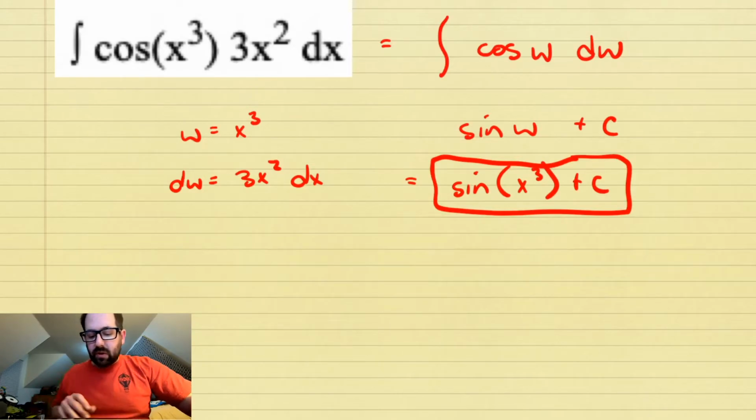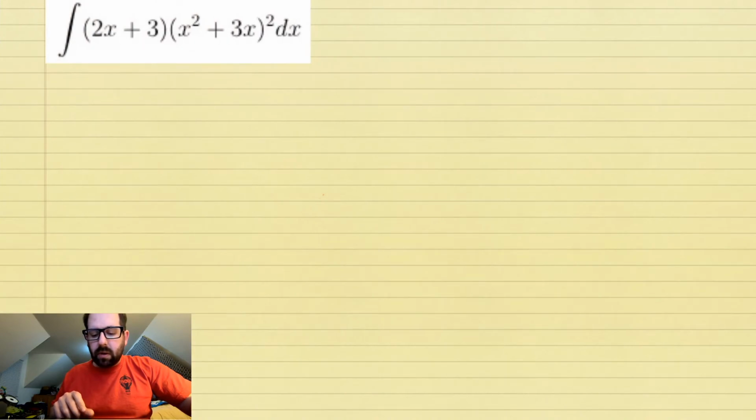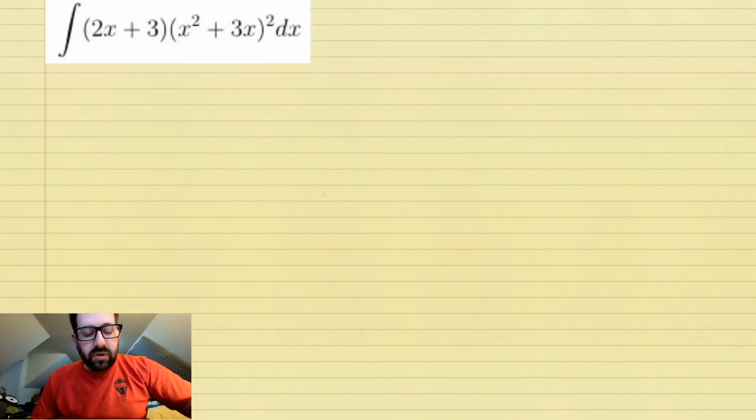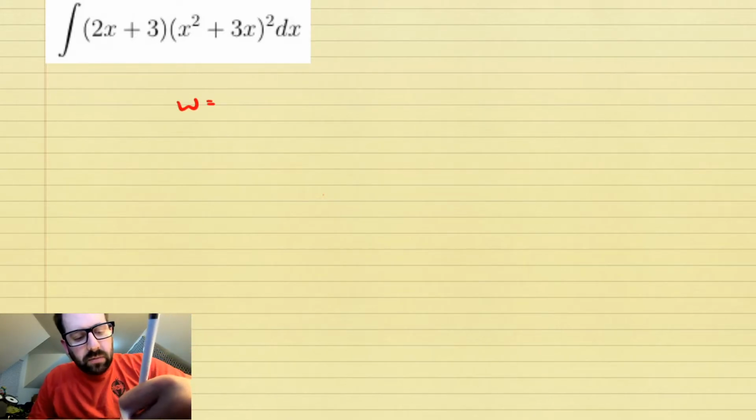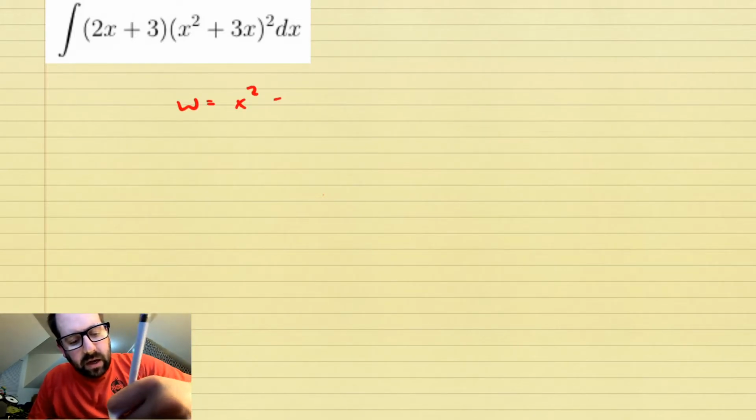Okay, so hopefully this is starting to make a little more sense. Let's keep moving on here. We've got a few more problems to go here. Got, what, 5 more problems to go? Okay, so again, trying to figure out what to substitute. I'm going to pick the larger item. So my w is going to be my x squared plus 3x.